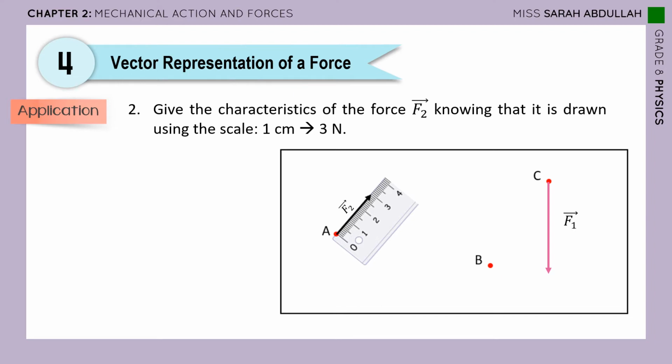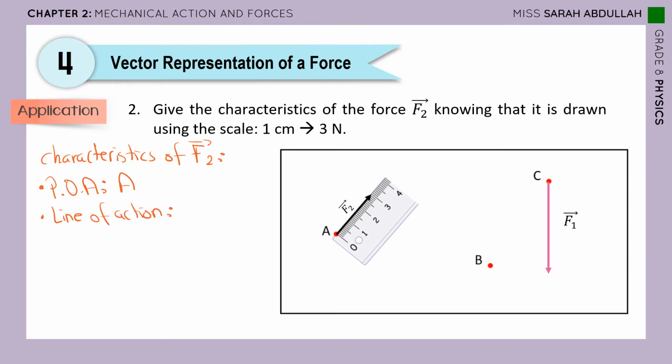Part 2 says, give the characteristics of the force F2. So F2 is already drawn, right here, knowing that it is drawn using a scale, every 1 centimeter represents 3 newtons. So I need to write the characteristics of F2. We start with the point of application. It's A. Guys, you need to write the whole point of application, not this abbreviation. Then line of action.